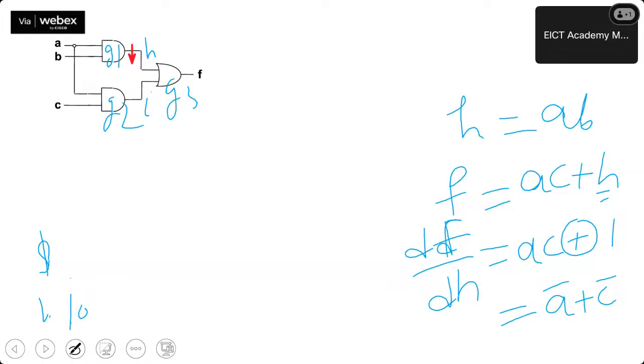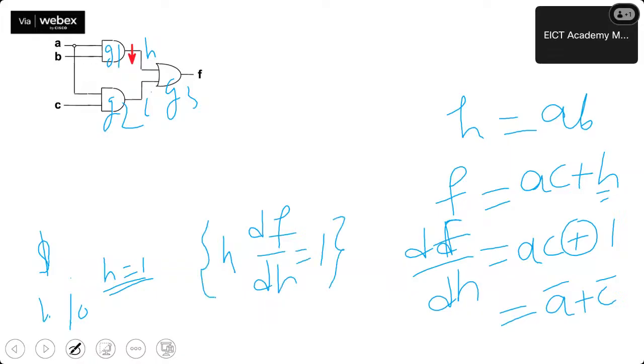So for h stuck at 0, what do you need? You need h is equal to 1. H is equal to 1 means the prime will come. So the test set will be h df upon dh is equal to 1. All vectors related to that will be the test pattern for h stuck at 0. Okay, so h was AB, we will revert back to AB.